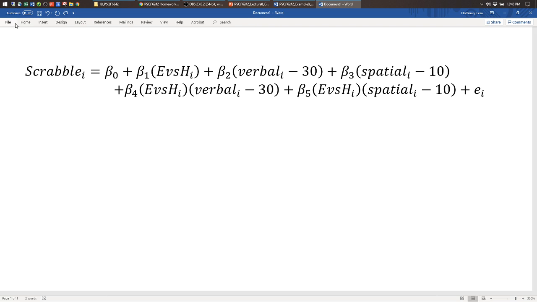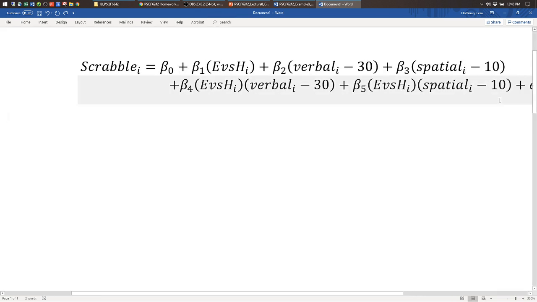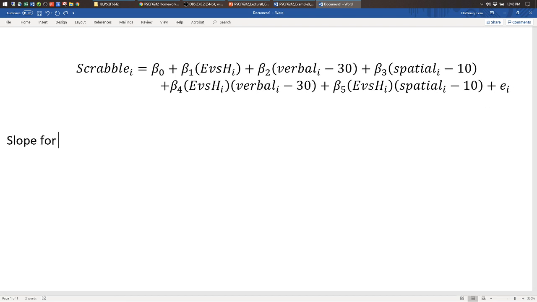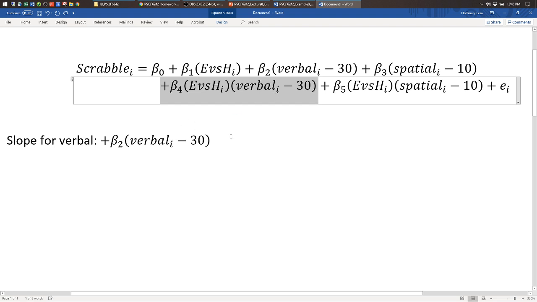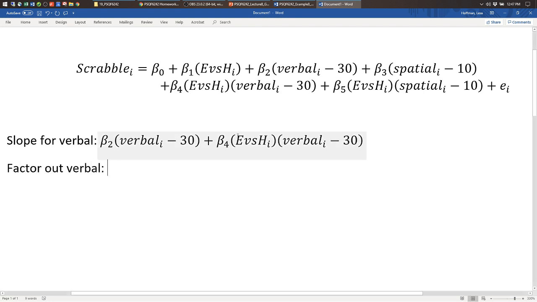Mm-hmm. So let me get this all organized so I can see it all. No, left, thank you. Stop it. There.